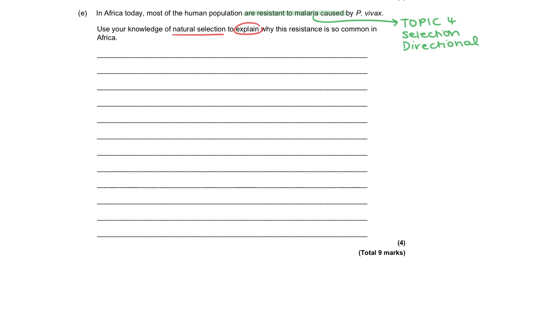And we've got to start from the very, very beginning. Okay, so our first step in any kind of natural selection is that genetic mutations caused a change in an allele.